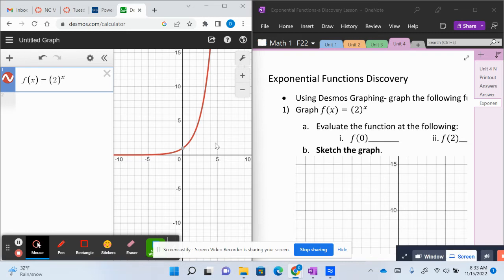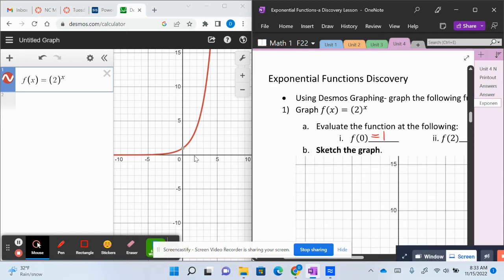Let's look at your graph. So it asks you to evaluate the function at f of 0. That means x is 0. So I'm going to go to where x is 0, and I'm just going to touch that spot. What is f of 0? Remember how to evaluate a function? f of 0 equals 1.